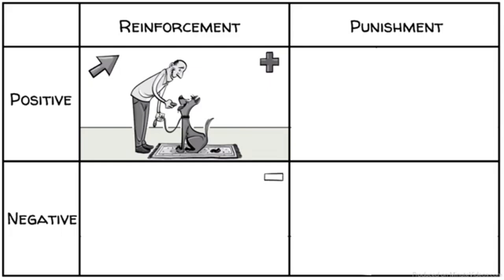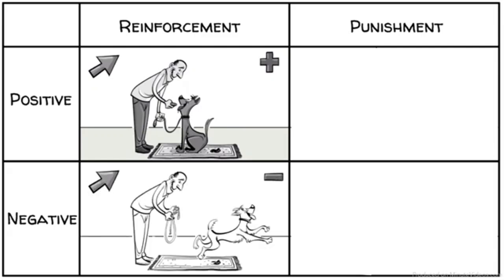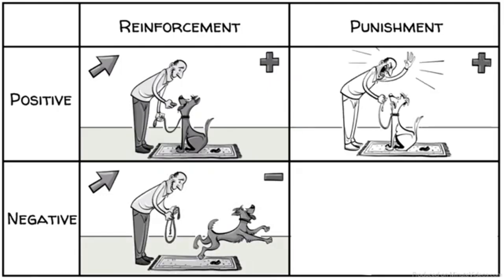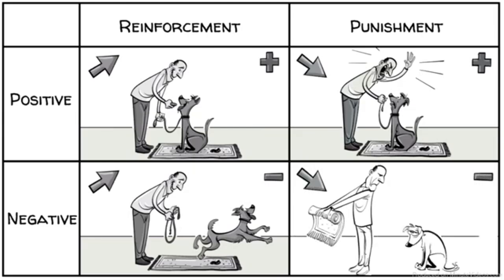If reinforcement is negative, we still want to increase the desired behavior. This time by removing something unpleasant like the leash. If punishment is positive, we add an unpleasant response to decrease behavior. When punishment is negative, we also want to decrease behavior, now by removing something pleasant like the comfy carpet.